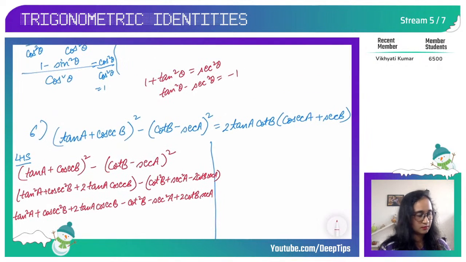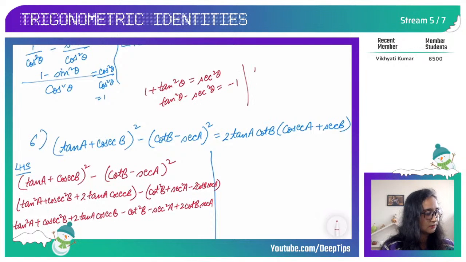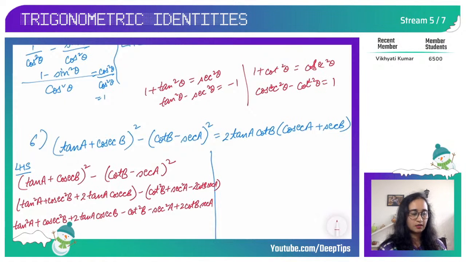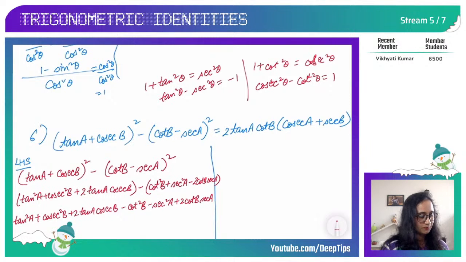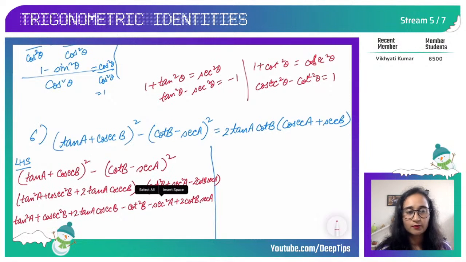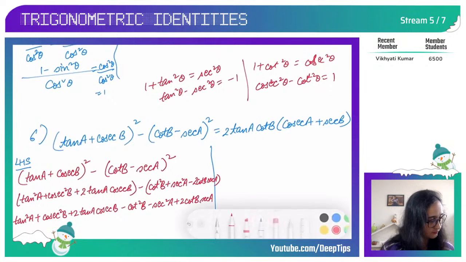Okay, right? Same way, if I write 1 plus cot square theta equals cosecant square theta, and if I am getting somewhere cosecant square theta minus cot square theta, it will be equal to 1. So I'm going to use these identities. Why did I write this? Because I can see somewhere these kinds of pairs.